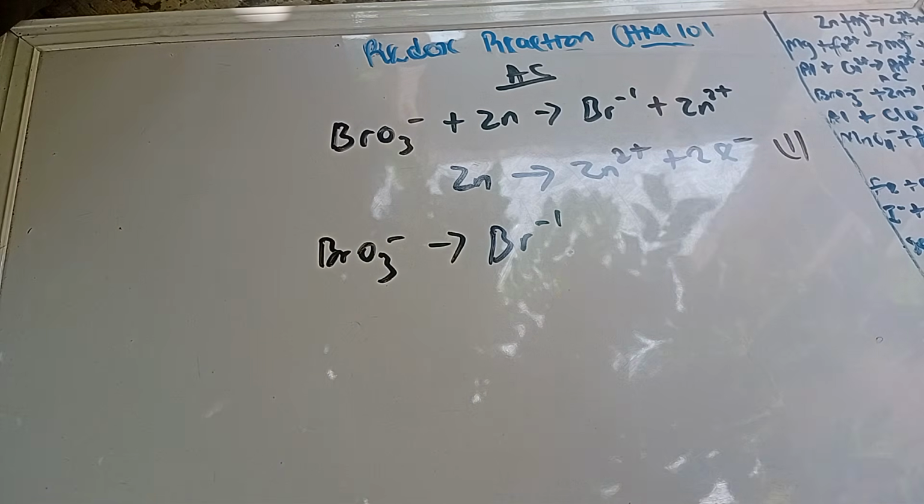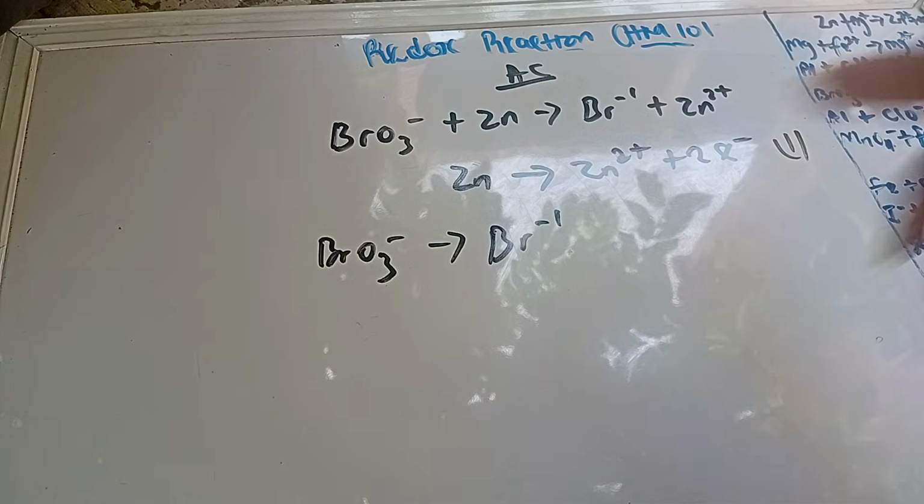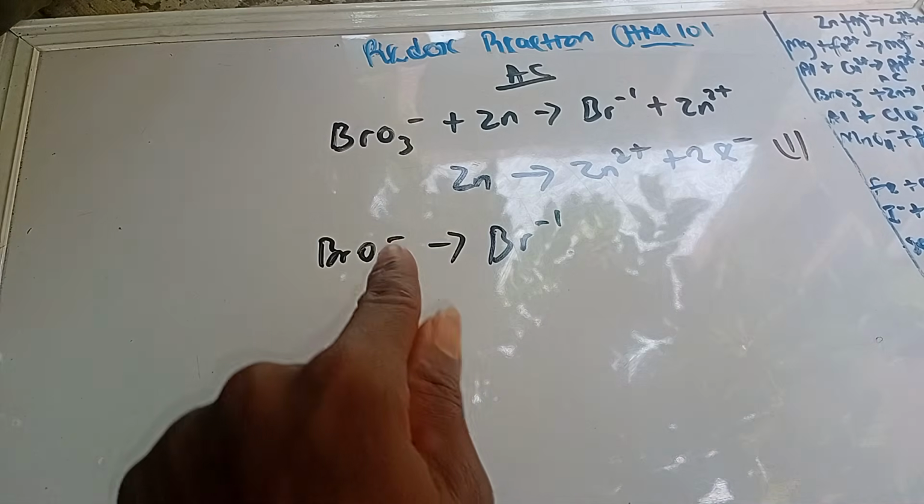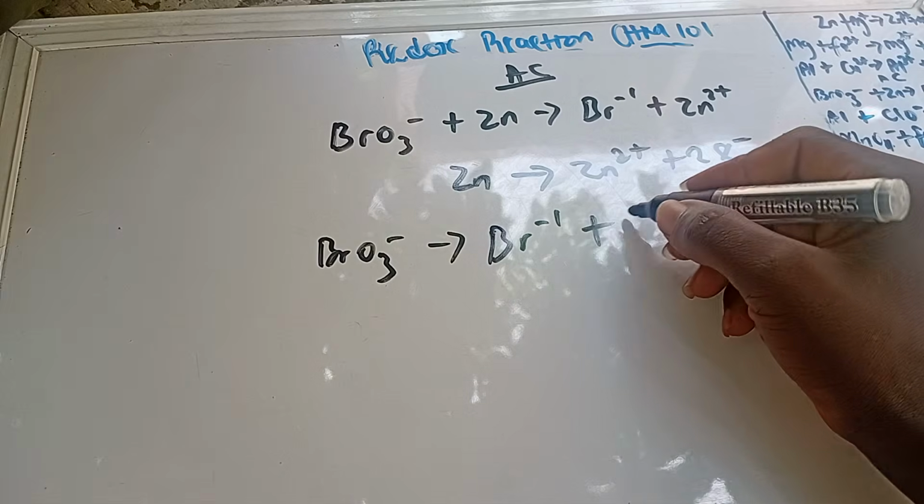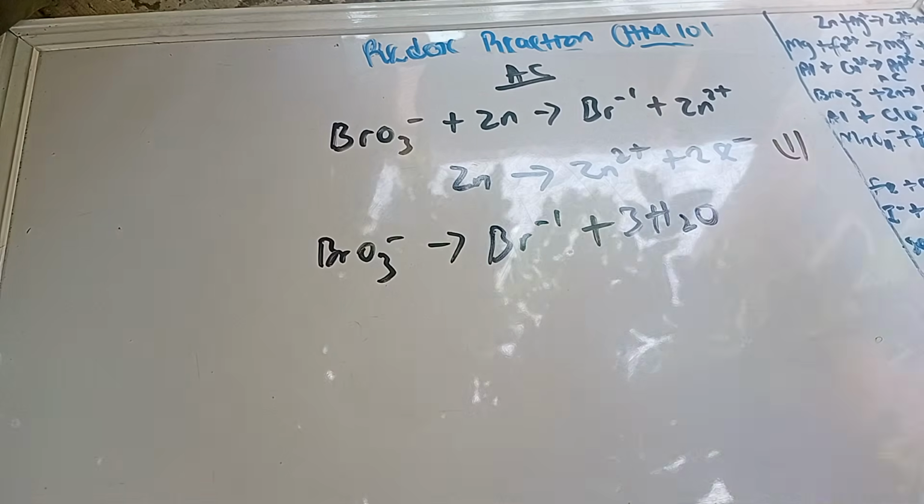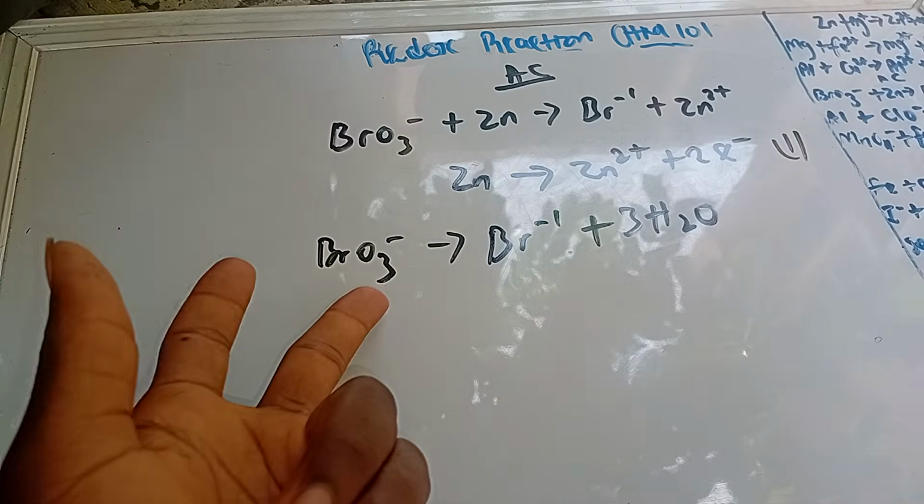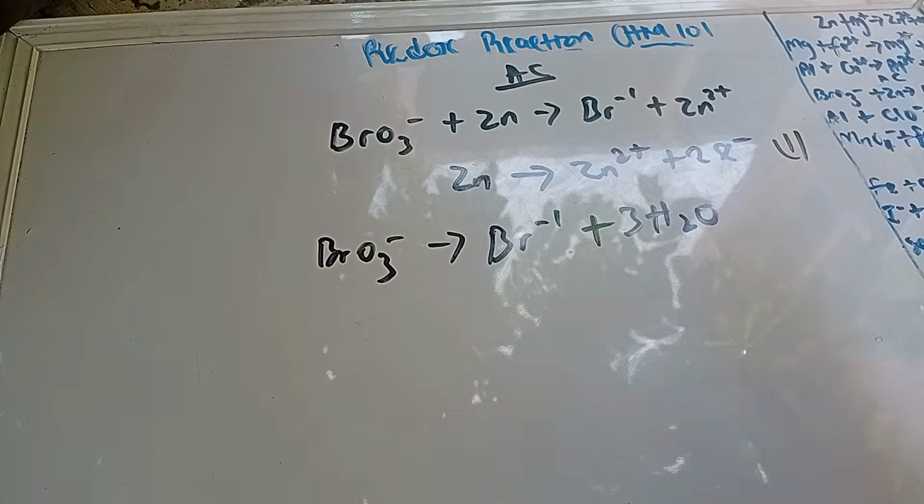Now in this case of acidic medium, don't balance the electron first. First balance the atom. You can see that there is oxygen here, we don't have oxygen here. How many oxygen do we have here? 3. Then add 3 molecules of water to the right side, 3H2O. If you have 5 here, you have 5 molecules of water. That's how it's been done.